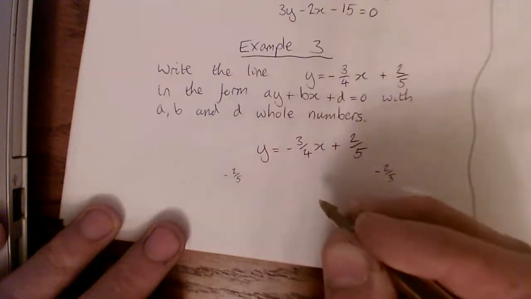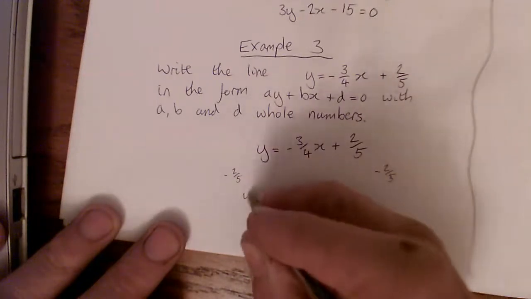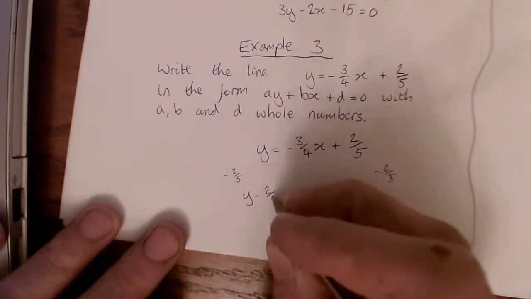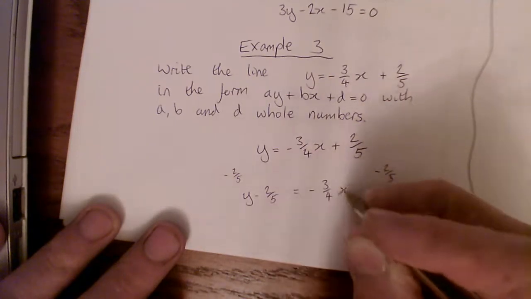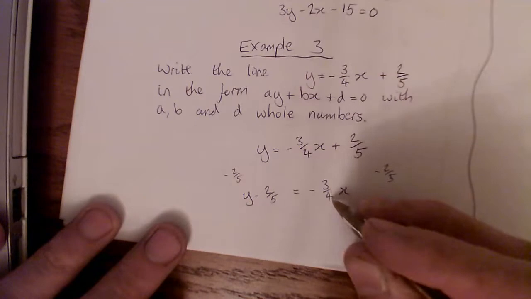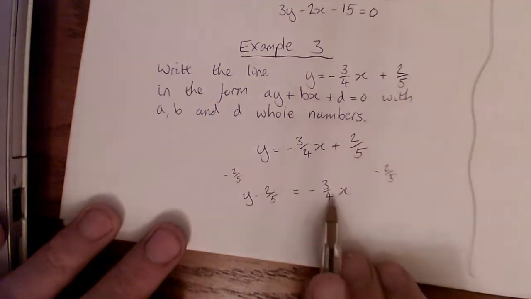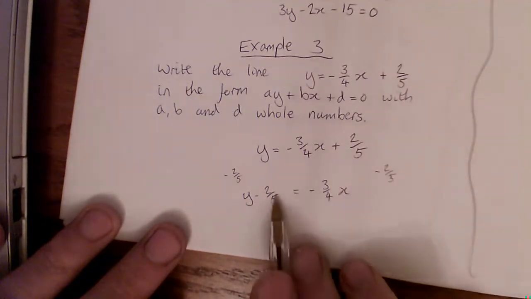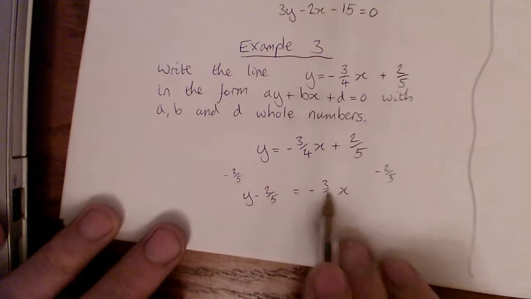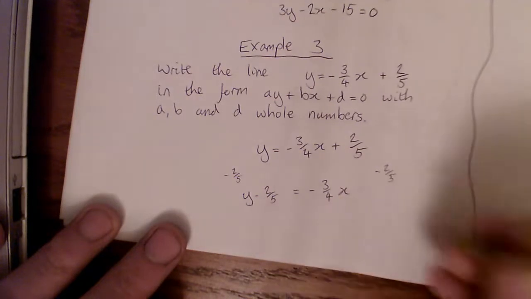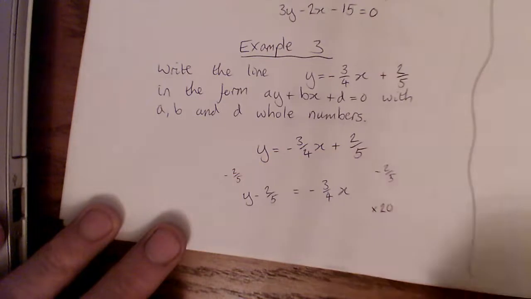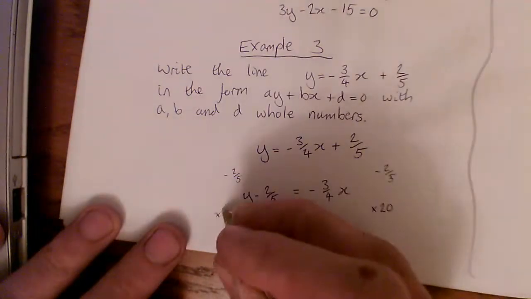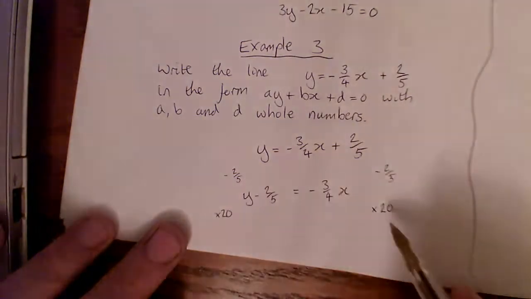Now, that there gives us y minus 2/5 equals minus 3 over 4x. We want to multiply everything by something that will get rid of the 5 on the bottom here and the 4 on the bottom here. Now, the smallest number I can think of that's in the 5 and the 4 times table is 20. Multiply everything by 20 and see what happens.